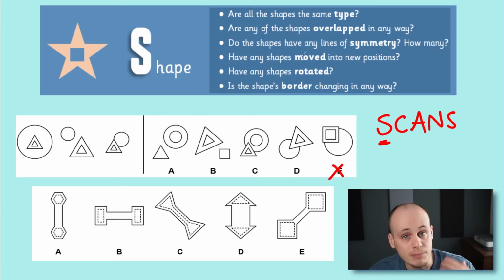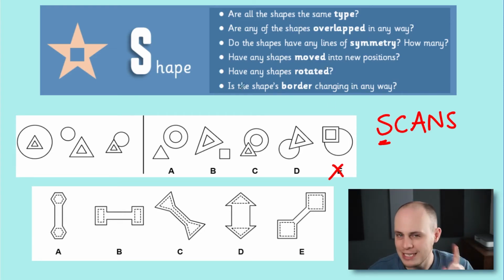Have any of the shapes moved into new positions? So if you're doing like a transformation question or a grids question, then it might be that shapes have moved in a particular way that you've got to notice. Rotation's another big one. Have any shapes rotated and turned around? If so, like how much by? Is it just a 90-degree rotation? Is that what you're looking for?